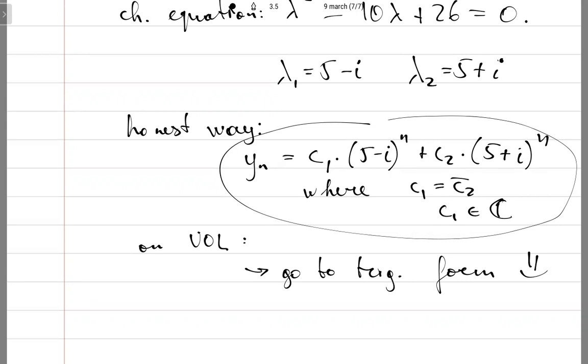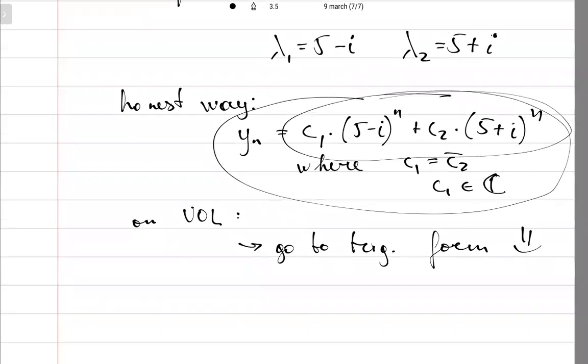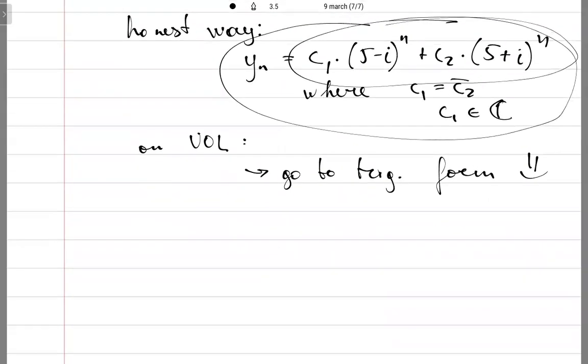Isn't it because it's more convenient to take powers in trigonometric form? Well, for me, to take powers I just write n plus 1. So it depends on what you prefer, but okay, let's move on to the trigonometric form.